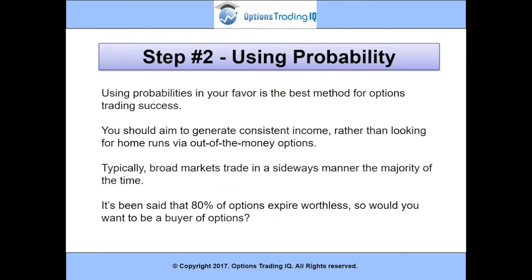Step number 2, so in our 5-step blueprint, avoiding the 2 mistakes was step 1. Step 2 is using probability. So using probabilities in your favor is the best method for options trading success. You should aim to generate consistent income rather than looking for home runs via out-of-the-money options. So that's not the way I trade. It's not the way I teach, okay?